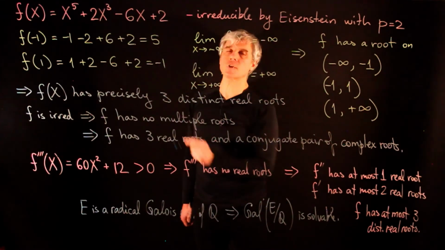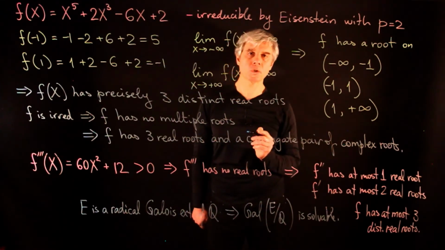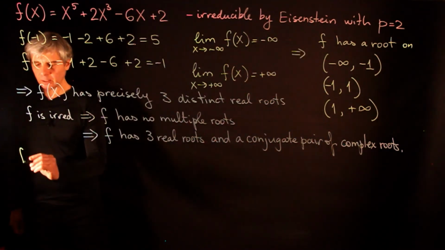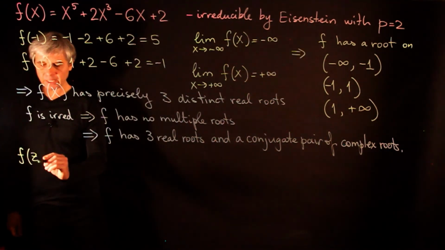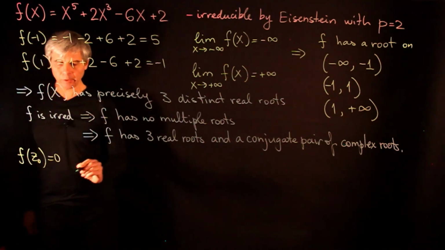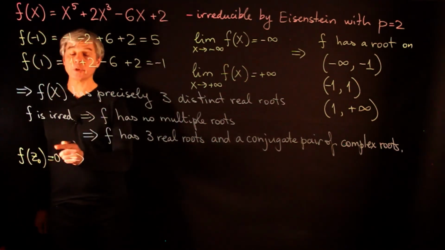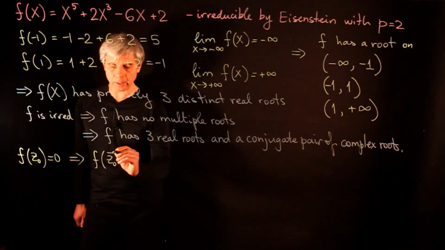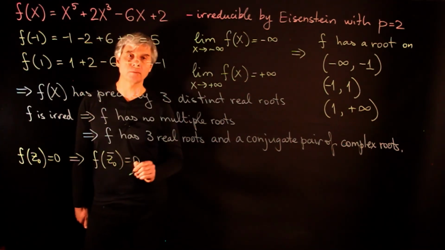Since the coefficients of f are real, its complex roots always come in conjugate pairs. Indeed, if we have that f of z0 is equal to 0, then taking the complex conjugation we obtain that f of z0 bar is also equal to 0.